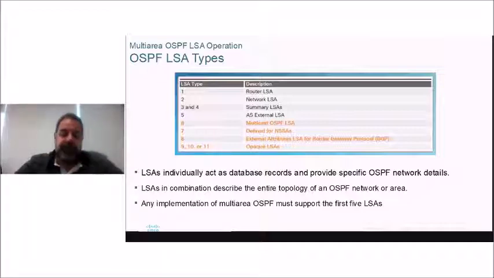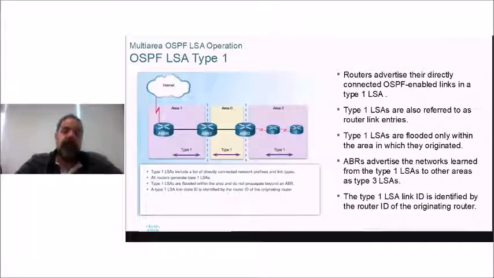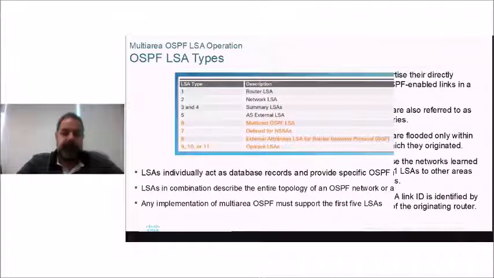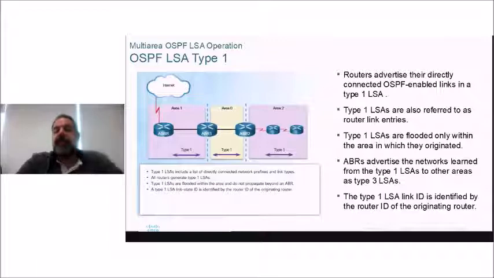background information to have. So LSAs individually act as database records and provide specific OSPF network details. LSAs in combination describe the entire topology of the OSPF network or area. Any implementation of multi-area OSPF must support the first 5 LSAs. And so a type 1, as we saw from the previous page, that was a router LSA. And so a router LSA describes the router and all links that attach to it.